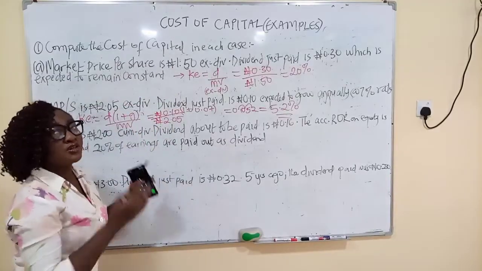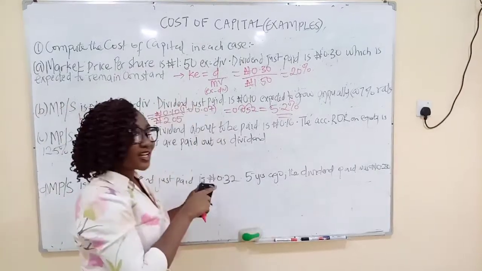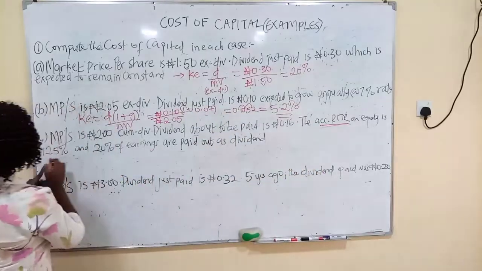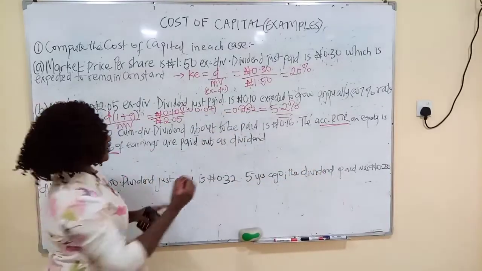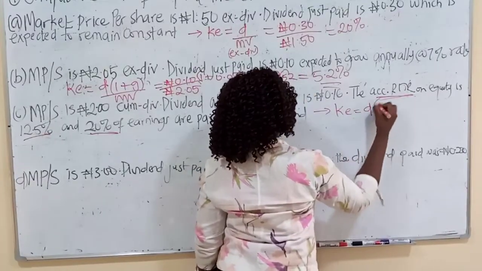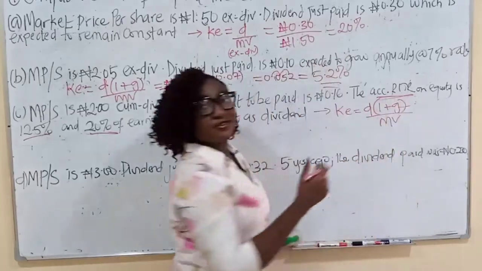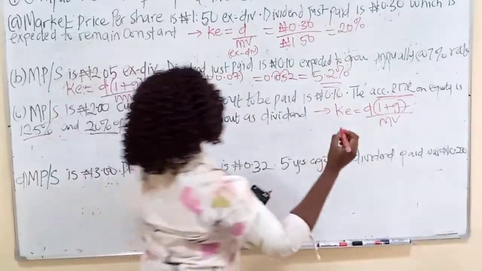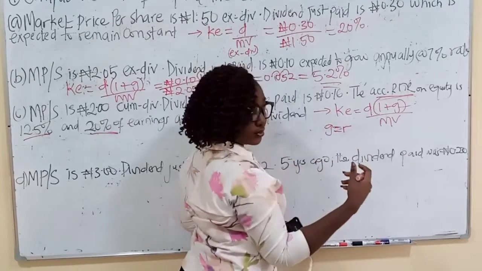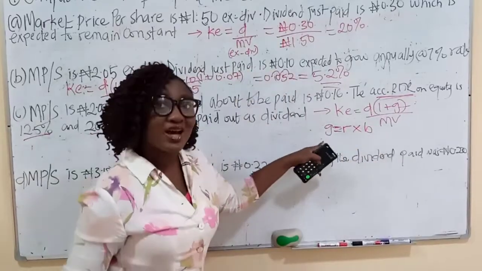From which approach? Dividend valuation approach, including growth, right? But here now, you have to determine your growth because they are giving you the variables that you use to determine growth. So we are still using this formula that says cost of equity equals dividend into 1 plus g over market value. But now we have to determine growth. Because why did they give us those figures? It is to determine growth. Now remember that growth is equal to rate of return, or return on investment, multiplied by retention rate. This is the Gordon's approach.